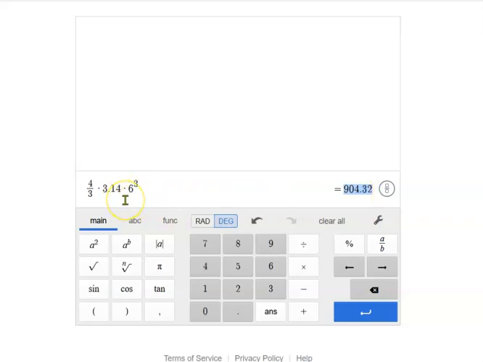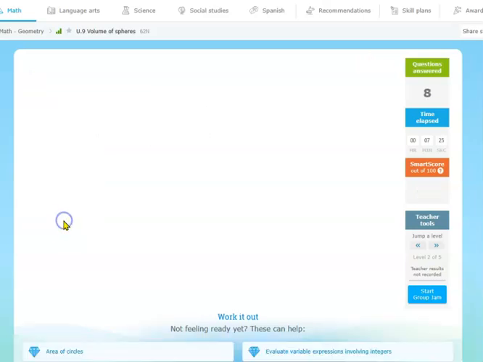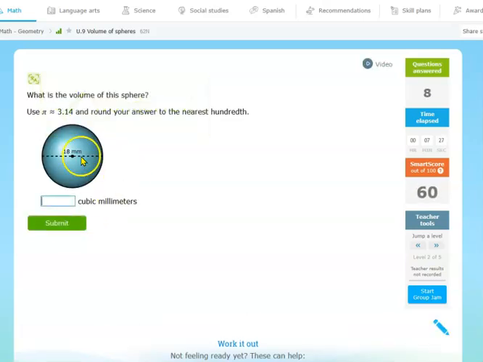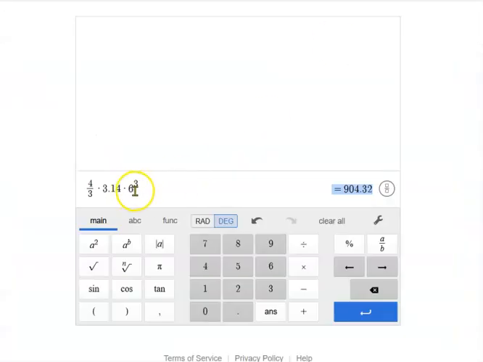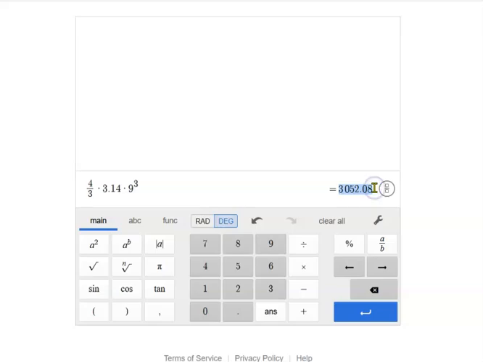Once we have this set up for the volume of a sphere, as long as they're asking us for volume, all we're doing is changing what the radius is. And sometimes we have to figure out what the radius is first because they're giving us diameter now. All right, same thing here. They're giving us 18 for the diameter. 18 divided by 2 is 9. So my radius is 9. Let's go replace the radius with the number 9. Okay, there's our answer, 3052.08.